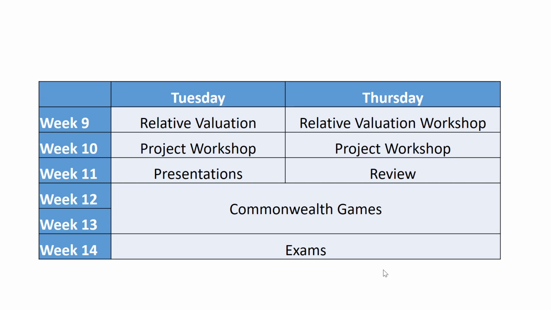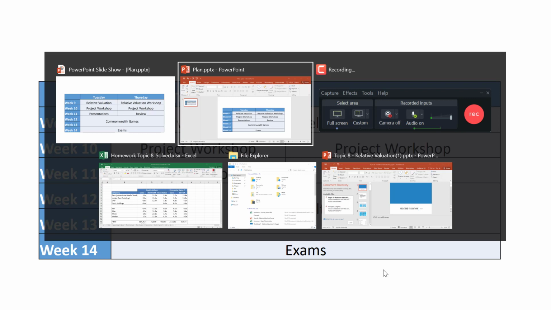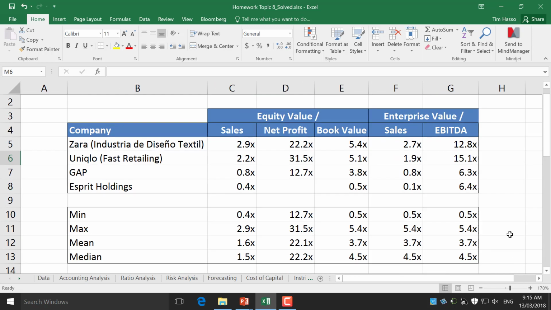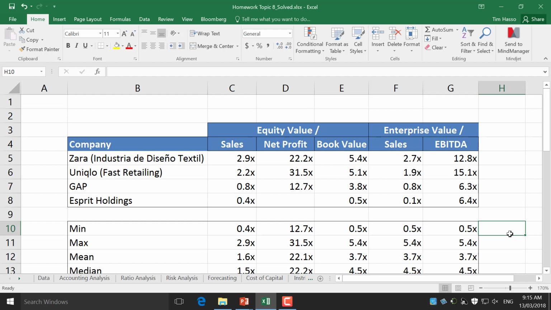All good? Okay, awesome. So again, today we're entering the last topic, which is relative valuation. Now, some of you might have already looked at the homework, some of you have not. Some of you might have forgotten that we do have homework in this class. That's okay. So this week marks the end of the homework because this is the last homework that you'll do. This is what you end up with at the end of the homework, which is really just an application of relative valuation for H&M in this case.